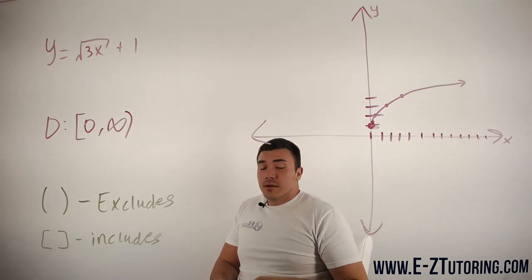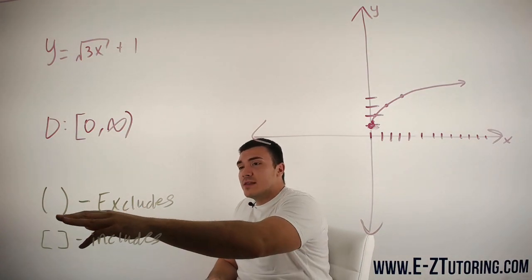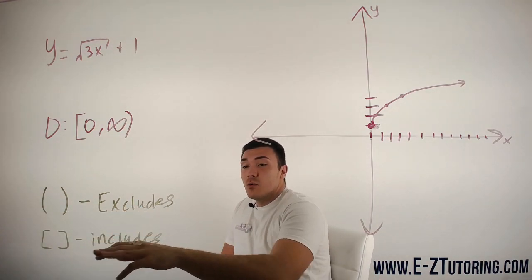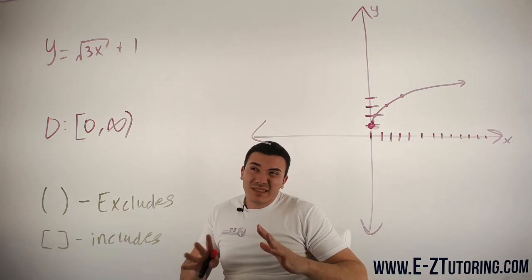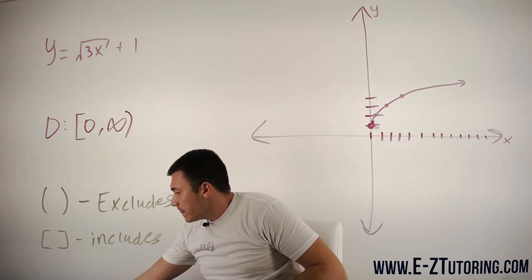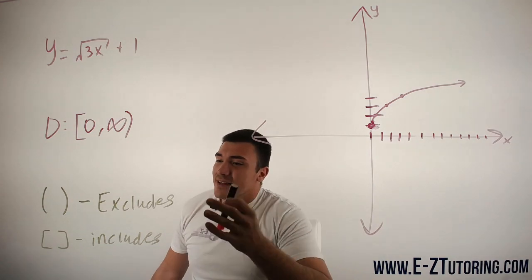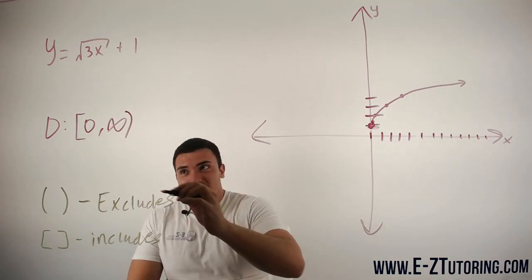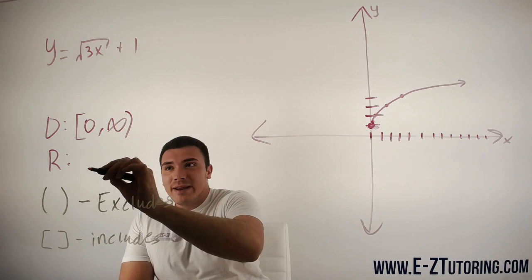I guess a way you can think about it is parentheses you will put on holes, brackets you will put on points. However, it's not always like that, so the majority of the time it is. I don't want you guys to rely on that. Anyways, let's do our range now.